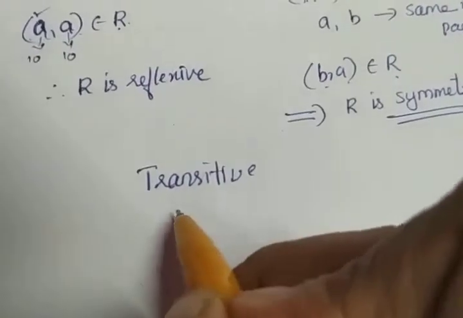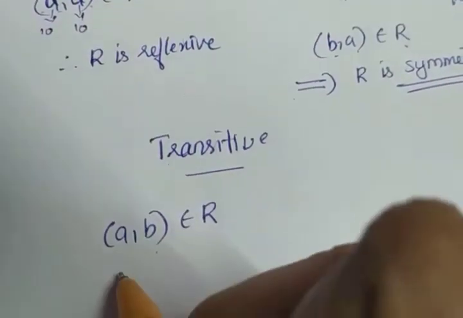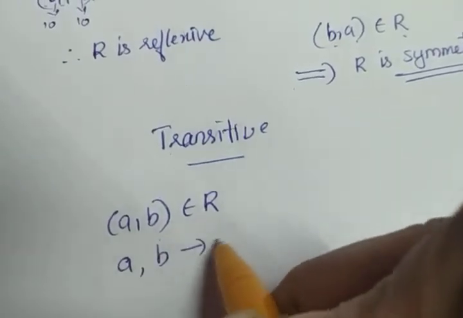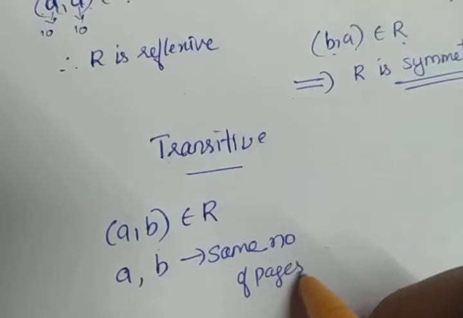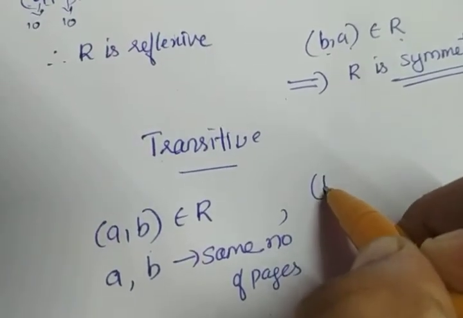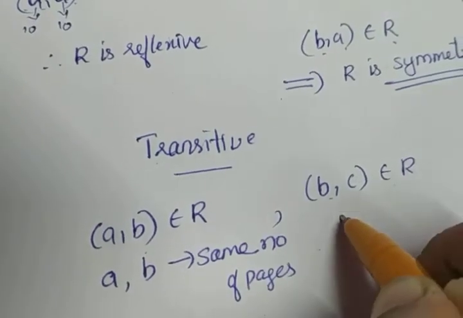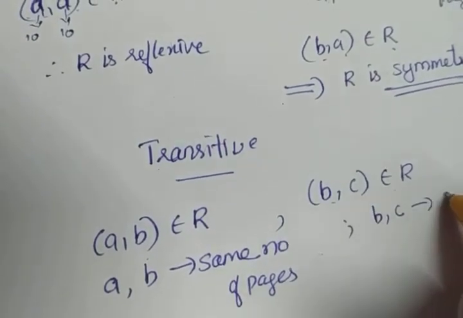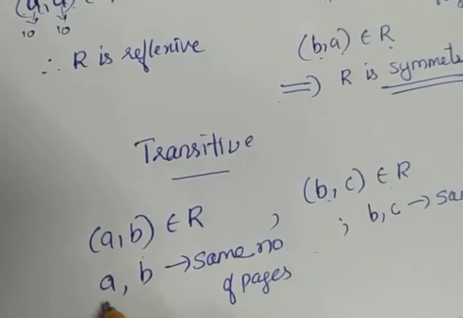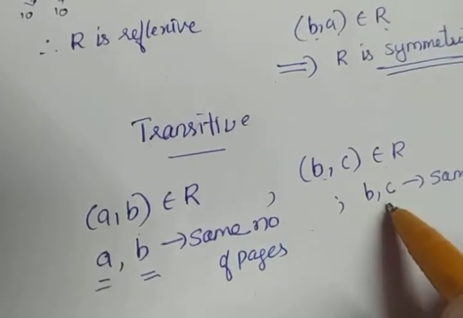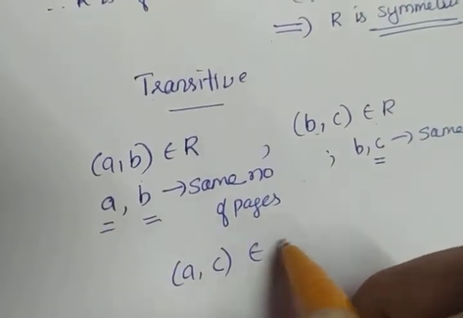Okay. Again, to prove the transitivity, we will consider (A, B) an element of R. (A, B) an element of R means A and B have the same number of pages. To check the transitivity, we have to take one more element, (B, C) an element of R. If (B, C) is an element of R, there also the condition arises that B and C have the same number of pages. So by taking A, B and C, it is clear that A, B and C have the same number of pages. Then it is clear that (A, C) is also an element of R.